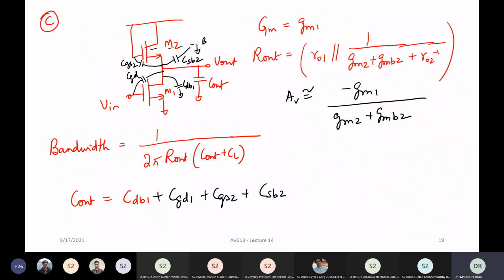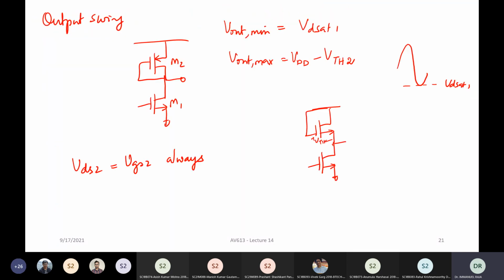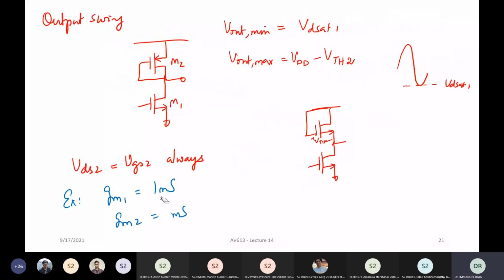Okay. So for example, let's take an example. Let's say gm1 is 1 millisiemens and let's say gm2 is 2 millisiemens. If you put gm1 and gm2 like this, you're going to get a gain of less than 1. Let us say we take the other way around. Let's say this is 4 millisiemens and this is 1 millisiemens. Your gain is going to be approximately 4. That's all. Okay. So this doesn't give you a lot of gain.